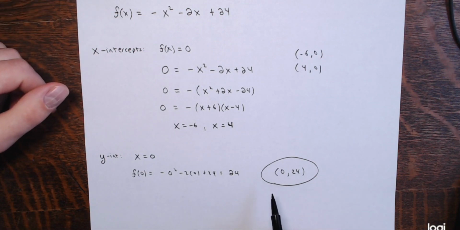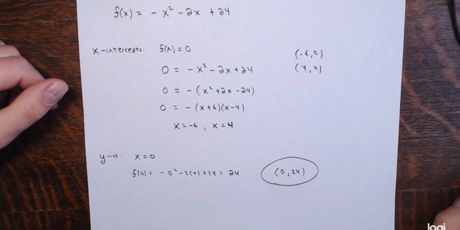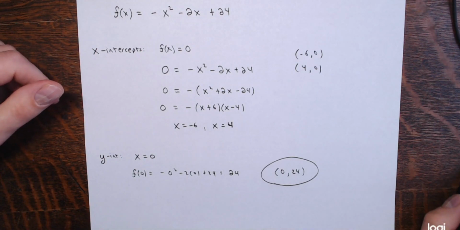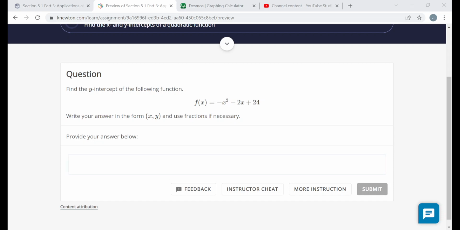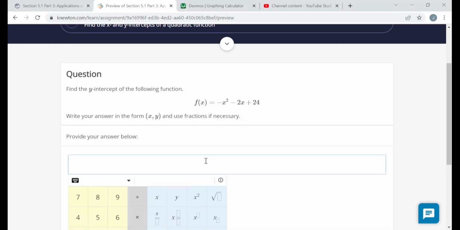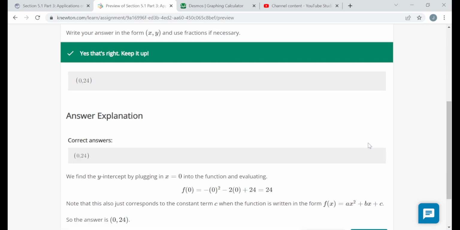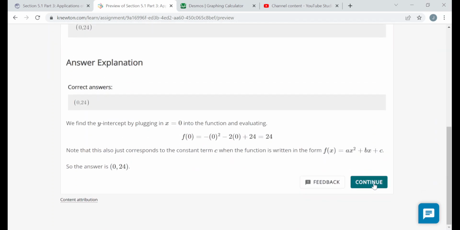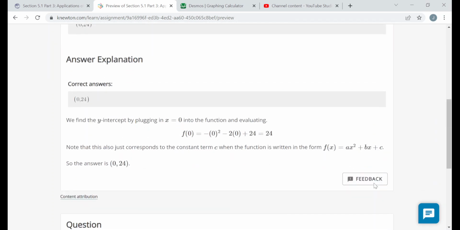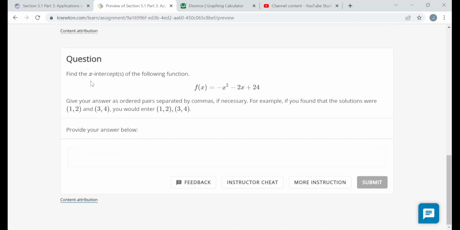All right. And then they do ask us to enter as an ordered pair, right? So 0, 24. Just the y-intercept. Great. All right, then same function. Now they want the x-intercepts, and I already showed you.